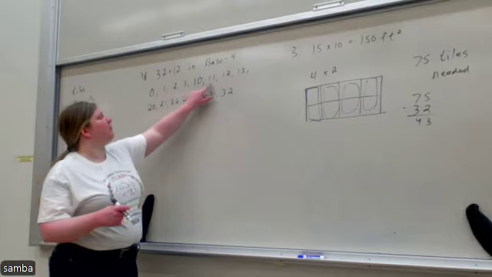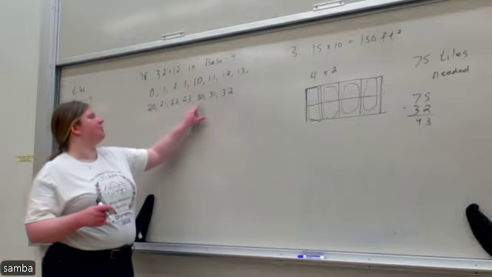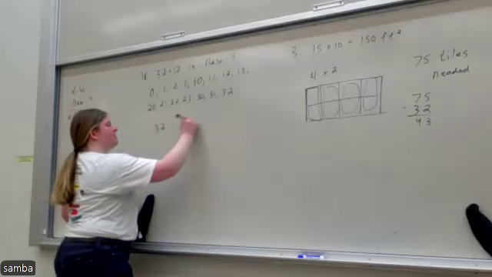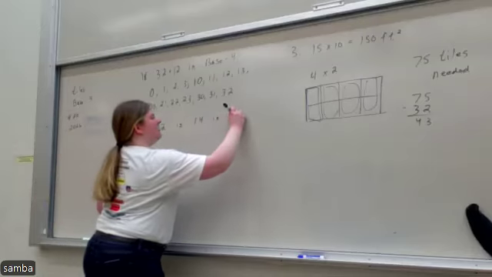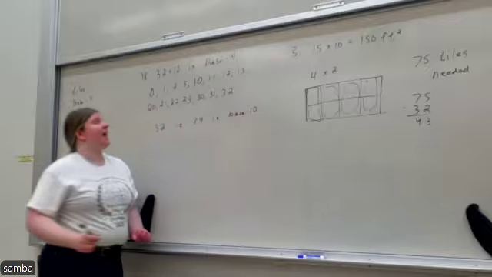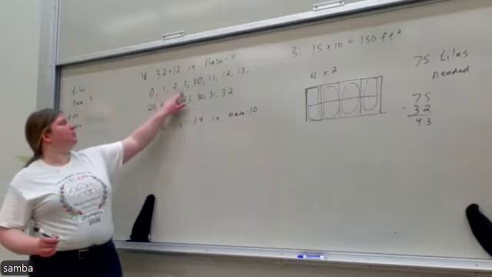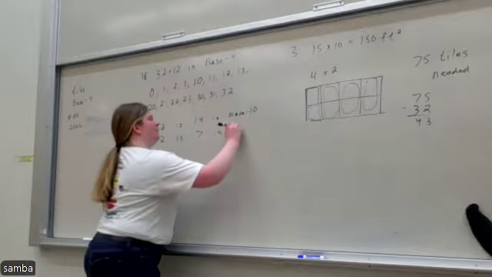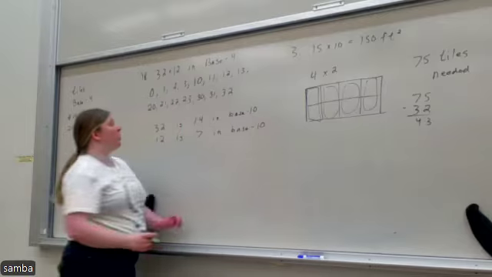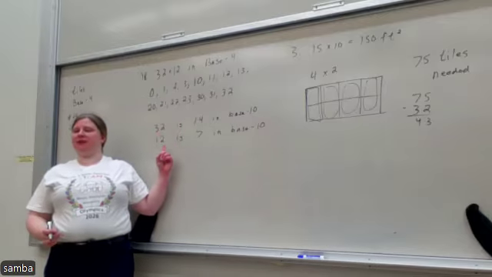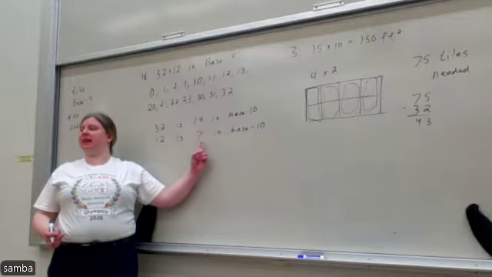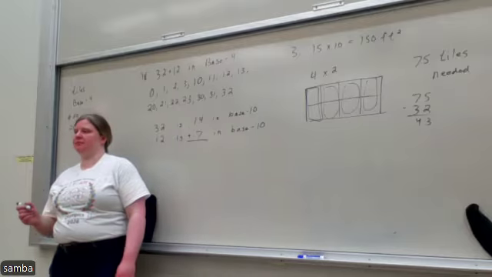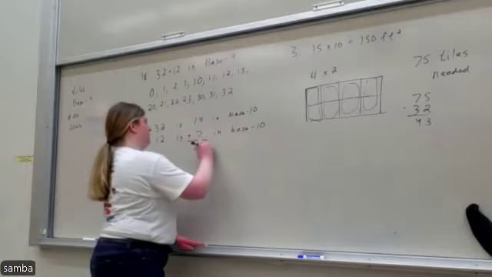This is 1, 2, 3, 4, 5, 6, 7, 8, 9, 10, 11, 12, 13, 14. So 32 is 14 in base 10. And then 12, 1, 2, 3, 4, 5, 6, 7. So 12 is 7 in base 10. So to add 32 and 12 in base 4, we're just adding 14 and 7. In base 10, 14 plus 7 is what? 21.